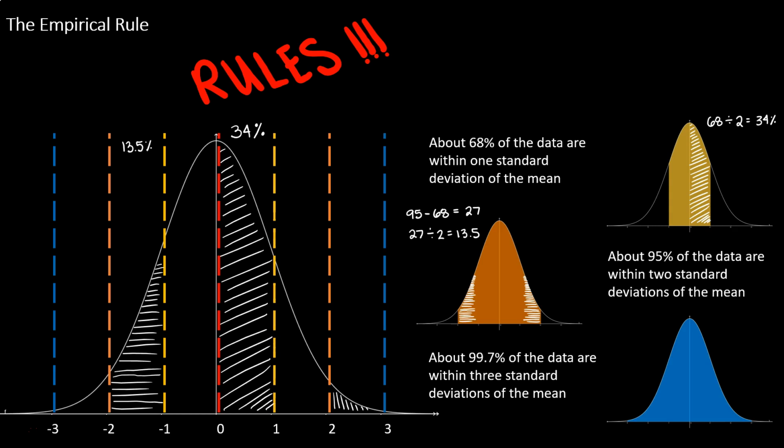Let's try one more. Between z=2 and z=3, can we find that area? We're going to have to use the blue area this time. So we'll start with all of the blue area and we'll take away all of the inner orange area. So if we do 99.7 minus 95, we get 4.7, but that needs to be split amongst the 2 tails on the blue curve, so we can cut that in half, and we see that the area between z=2 and z=3 is 2.35% of the total area under the curve.